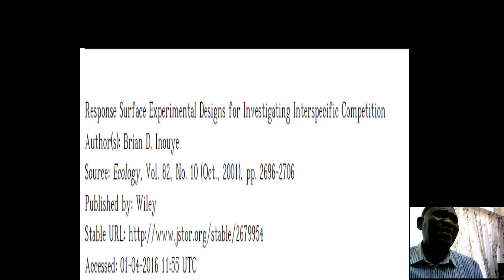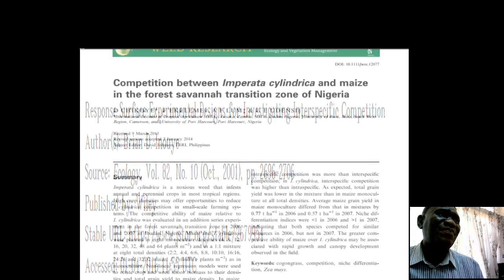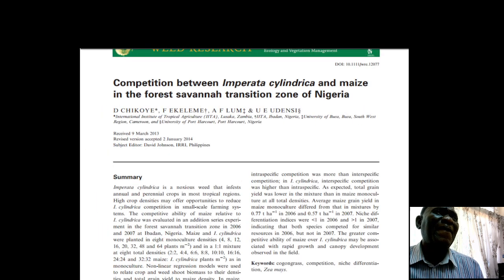This is a wheat and wild oats study using these complicated designs. Response surface designs for investigating interspecific competition, another example. This was done in Nigeria, on competition between Imperata cylindrica, a wheat, and maize in the forest savanna transition zone of Nigeria.